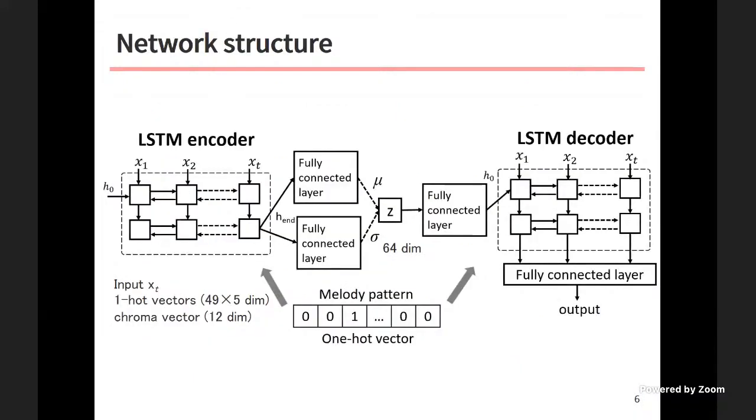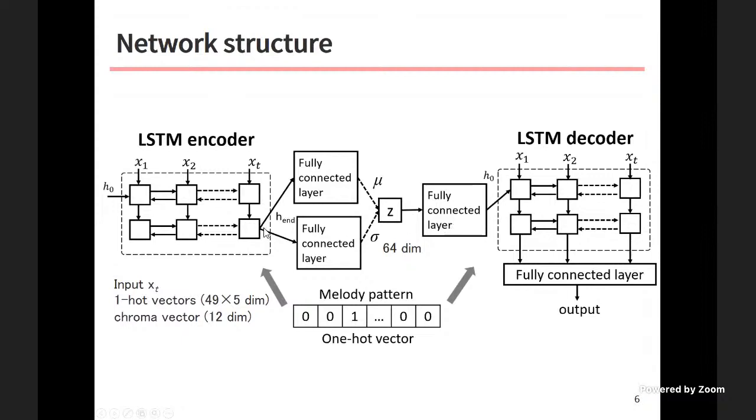This figure shows our network structure. It has LSTM encoder and decoder. All of them have a bidirectional structure, and the hidden size is 128. The latent variable Z has 64 dimensions.